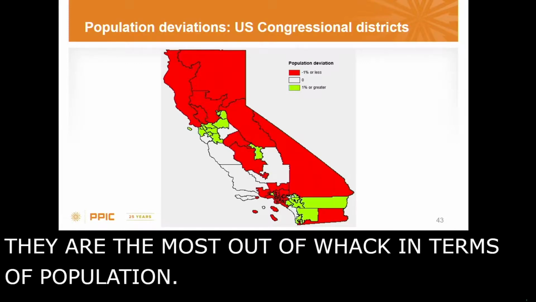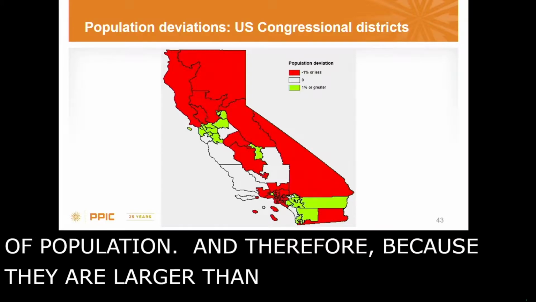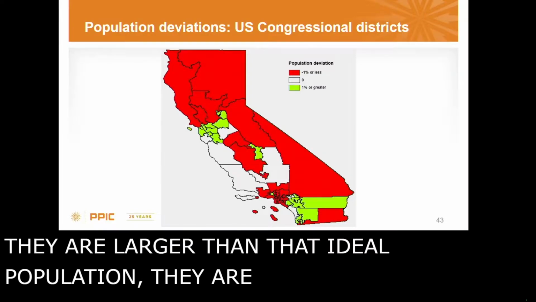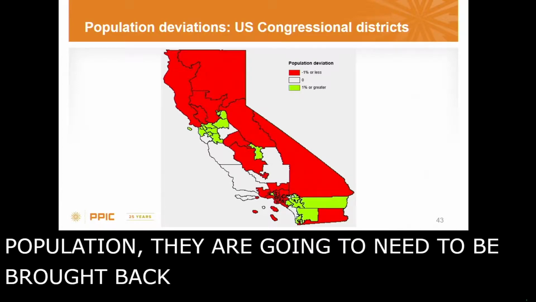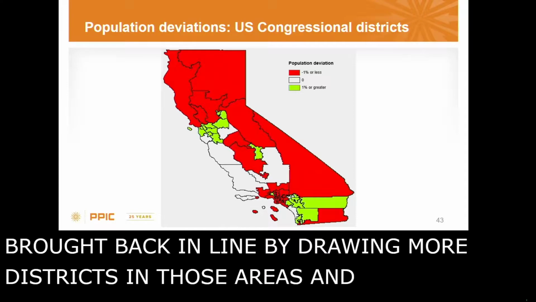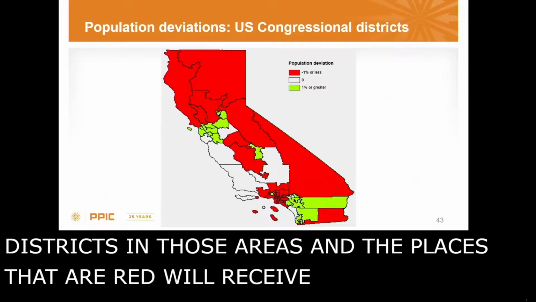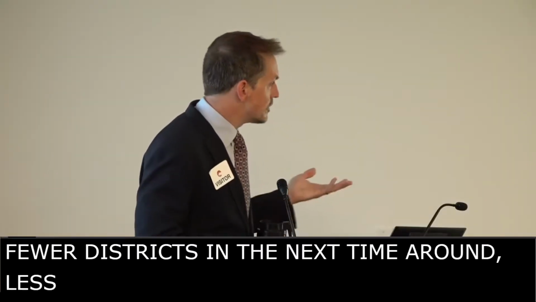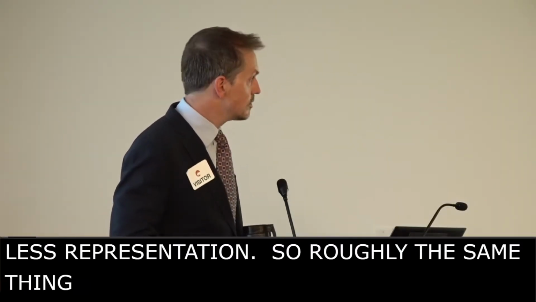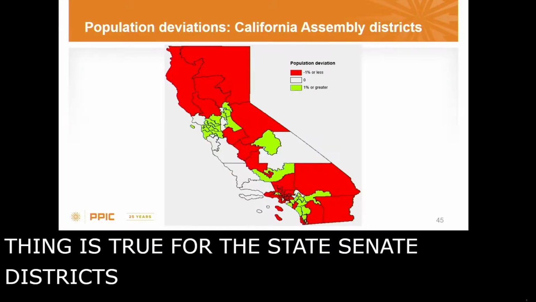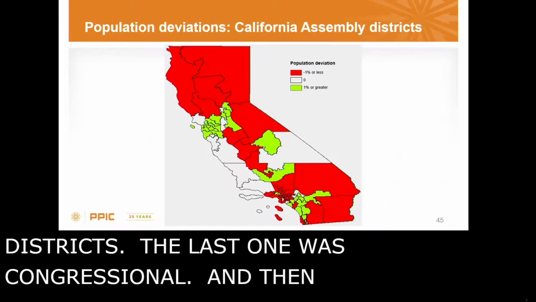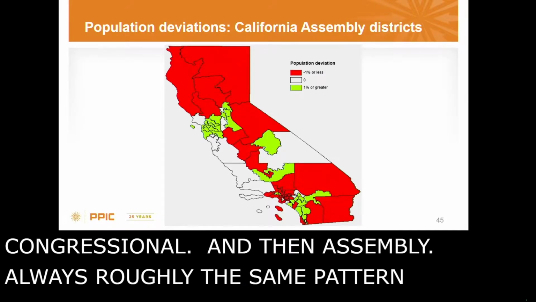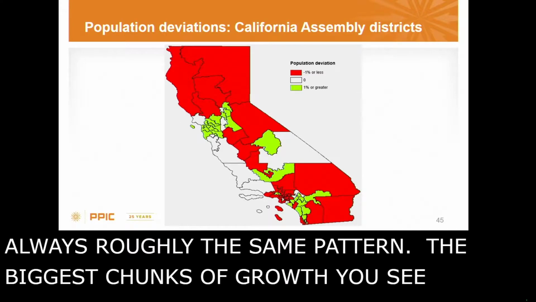And therefore, because they are larger than that ideal population, they're going to need to be brought back in line by drawing more districts in those areas. And the places that are red will receive, on average, fewer districts the next time around, less representation. Roughly the same thing is true for the state Senate districts. The last one was congressional, and then assembly. Always roughly the same pattern. The biggest chunks of growth you see are in the Bay Area and down in the Inland Empire.